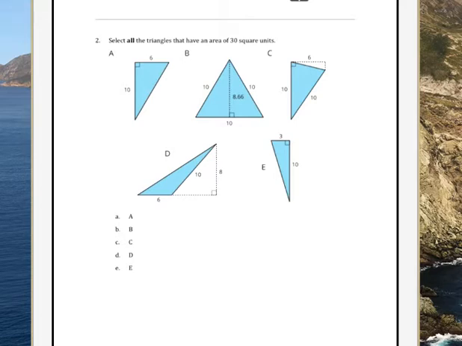The question asks us to select all the triangles that have an area of 30 square units. So the first thing we need to remember with this one is the area of a triangle. How do we find that? I'm going to write that down here below the answers. So area of a triangle is, if we remember from the video, 1/2 base times height.